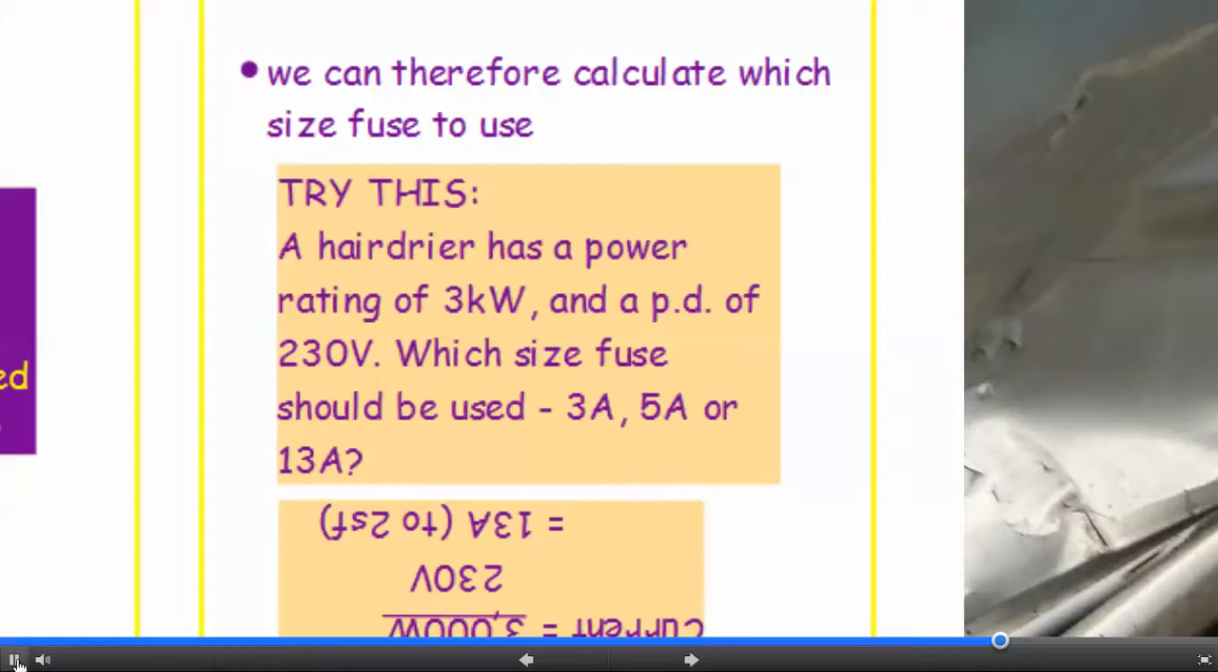So you might get a question like this: a hairdryer has a power rating of 3 kilowatts and a PD of 230 volts. Which size fuse should be used? 3 amps, 5 amps or 13 amps? So pause the video, use that equation and check your answers.